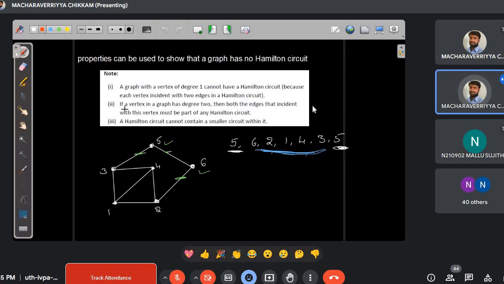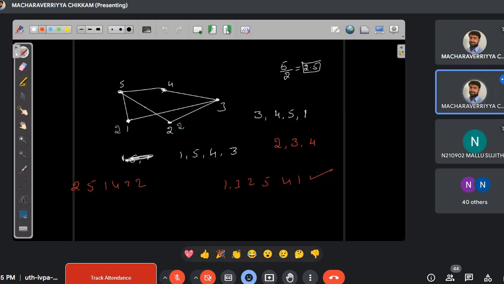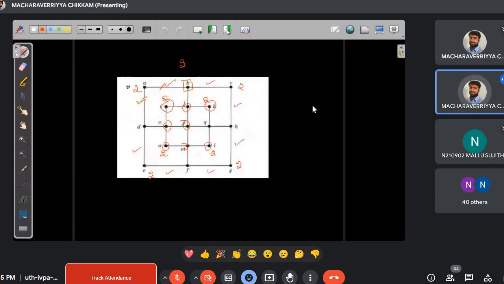So see the condition. If a vertex of a graph has degree 2, then both the edges that are incident with the vertex must be part of any Hamilton circuit. Okay, so using this condition, I can say that this graph does not have a Hamilton circuit. Okay, but how about a Hamilton path? Do we have a Hamilton path?